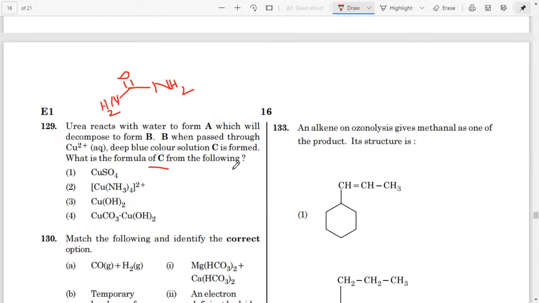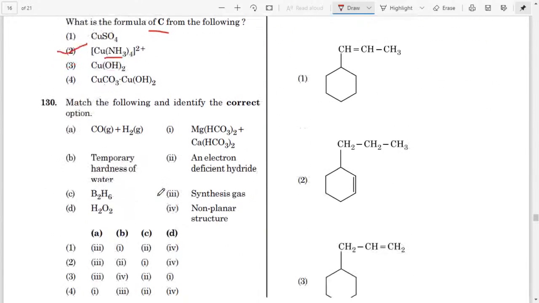So whatever may be the case, the blue color is because of ammonia. So the option which is showing ammonia ions is going to be the correct option, students. So copper 2 plus, isn't it? So the option number 2, 129, is the correct option, students. Simply find out these amines which are there in the solution. There is no question of sulfate, hydroxide and copper hydroxide carbonate, isn't it? So it is going to be the amine complex which shows the blue color solution. So the option number 2 is the correct option, students.